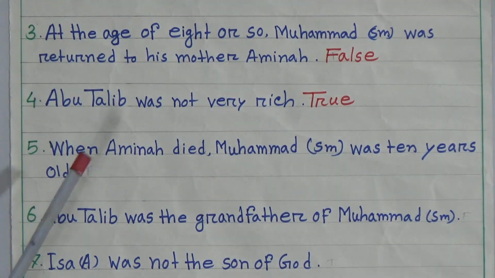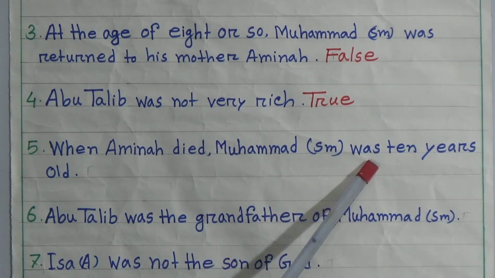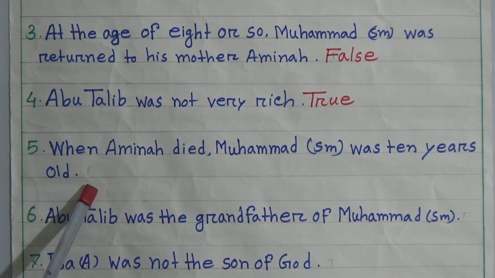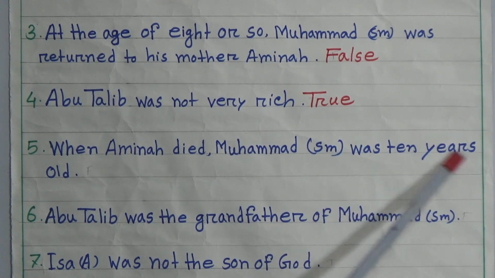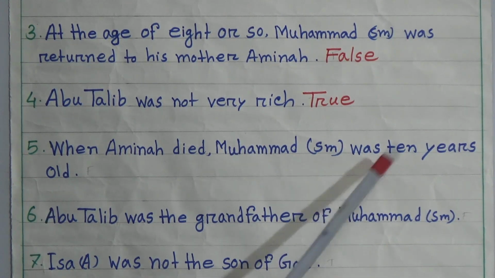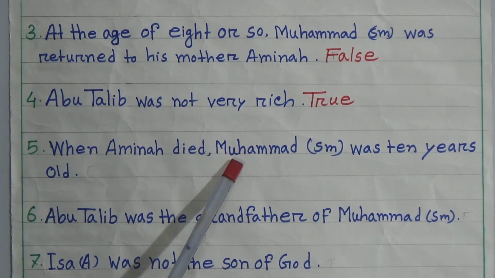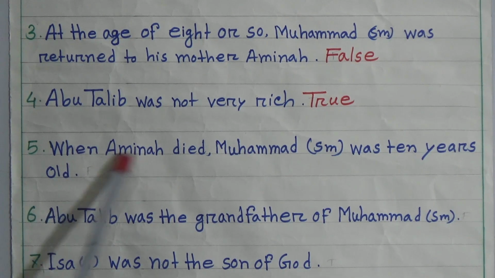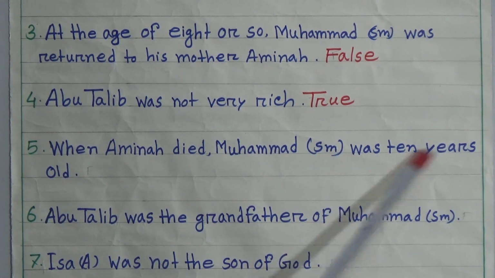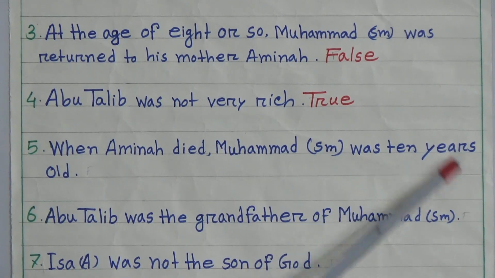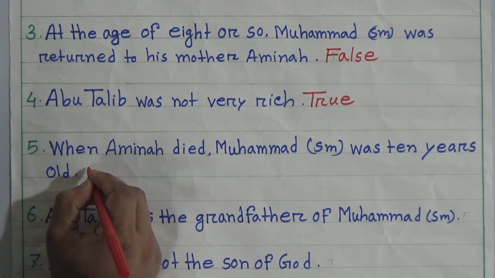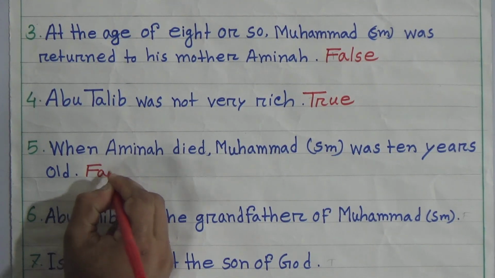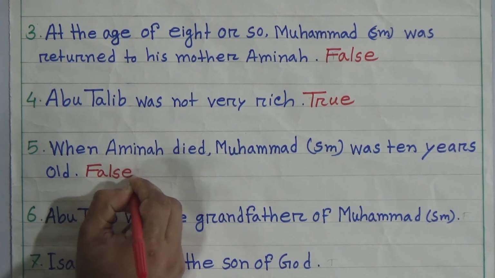Now question number 5. When Amina died, Muhammad sallallahu alaihi wasallam was 10 years old. My dear students, we know that when Amina died, Muhammad sallallahu alaihi wasallam was 6 years old, but here is written 10 years old. In this regard, this statement will be false. So our answer will be false. Now we will write the answer: F A L S E, false.